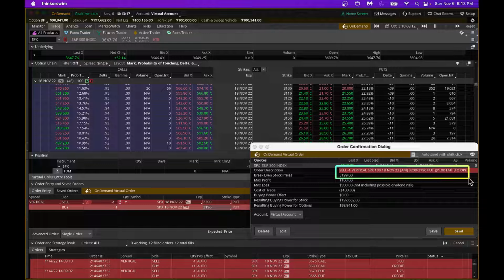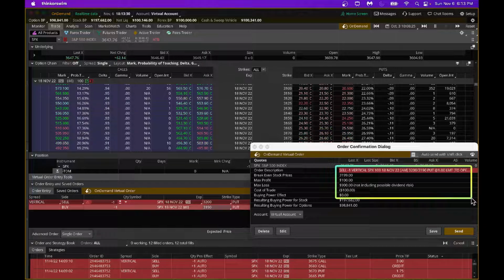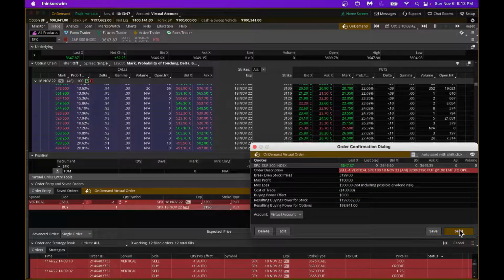As long as price stays above 3199, we get to keep our money, which is $100, and our max loss is 900. And look, our buying power effect is 0. This is the best way here. Because we already sold a call spread on the other side, the put spread buying power effect is 0. You can basically get it without impacting your buying power at all. That's one of the good things here.